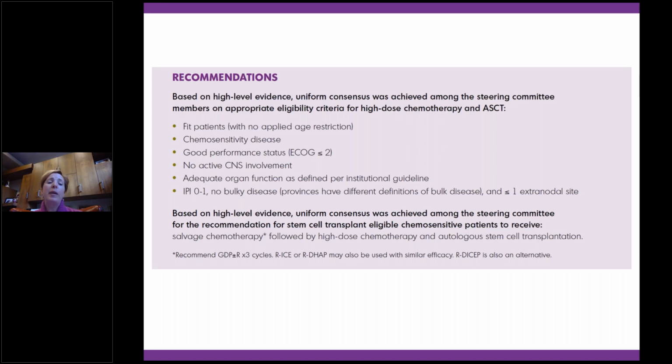People need to have a fairly good performance status, meaning they need to be up and about for most of the day and able to perform their own self-care. The reason for that is if you're not able to, we know that complication rate is very high, and that is prohibitive for giving this treatment because it's quite toxic. There cannot be active central nervous system disease to proceed with an autologous stem cell transplant. As stated earlier, people have to have adequate organ function to proceed.